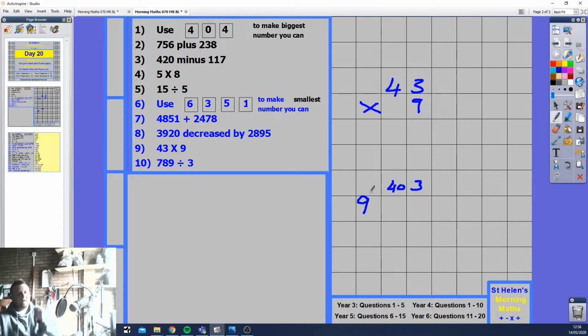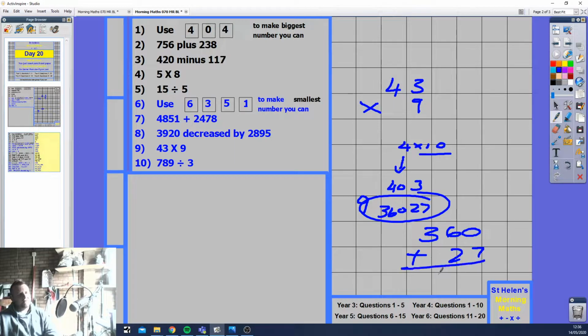9 times 4: 9, 18, 27, 36. But it's not 9 times 4, it's 9 times 40. So that means it is 9 times 4, but it's also 9 times 10. So we're going to do 9 times 4, which is 36, and then the 36 times 10, which makes 360. And then just simply 9 times 3: 9, 18, 27. So 27. We take the two amounts there, 360 and 27, and we add them together, because those are the numbers that we've multiplied, and we get 387.